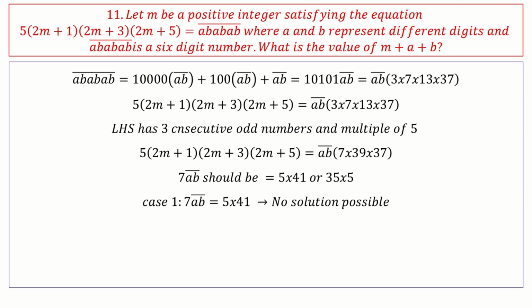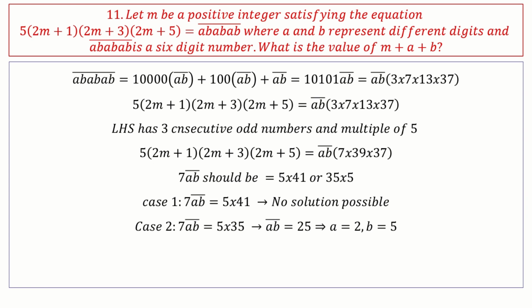So take case by case. Case 1, 7AB equal to 5 into 41. In this case, you don't get any integral solution for AB, so this is not a possible solution. Case 2, 7AB equal to 5 into 35. In this case, AB is equal to 25, which means A equal to 2, B equal to 5. So now this is a possible solution.